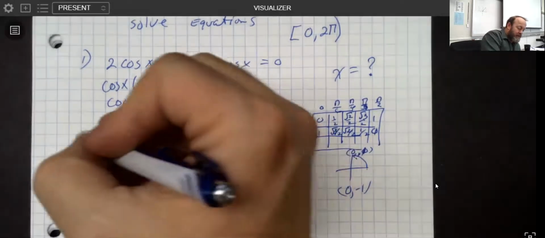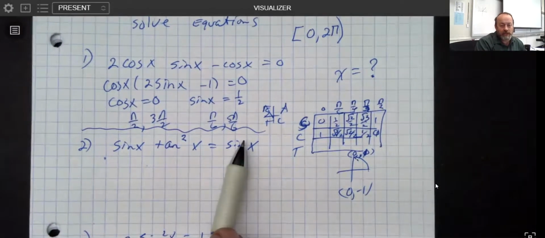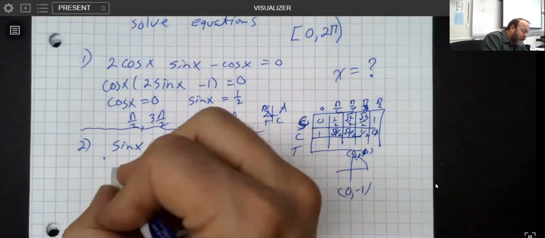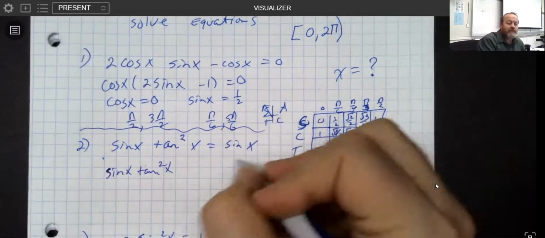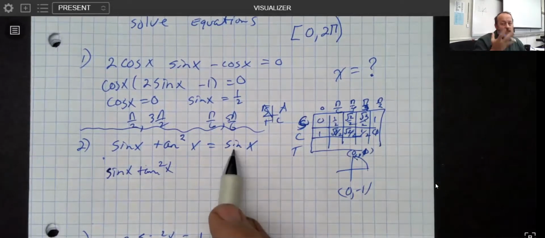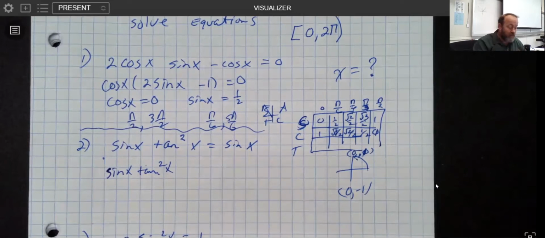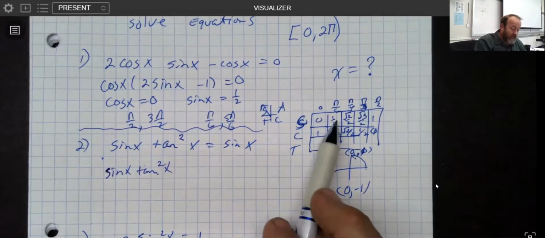In the next problem, I want to know when is the sine times the tangent squared the same as the sine. Well, one of the things that I have tried to emphasize with you guys this year is avoid the idea of dividing both sides by something. Don't do that, because if the sine ever hit 0, you'd be dividing by 0. And we know that the sine hits 0 at 0 and at pi.